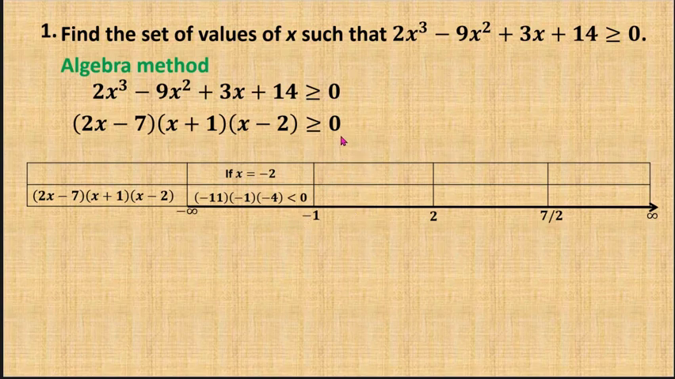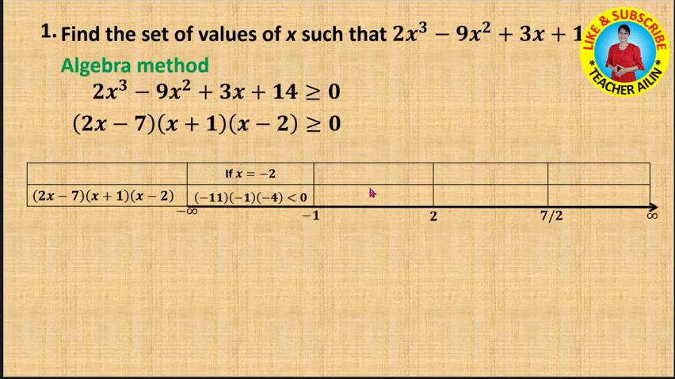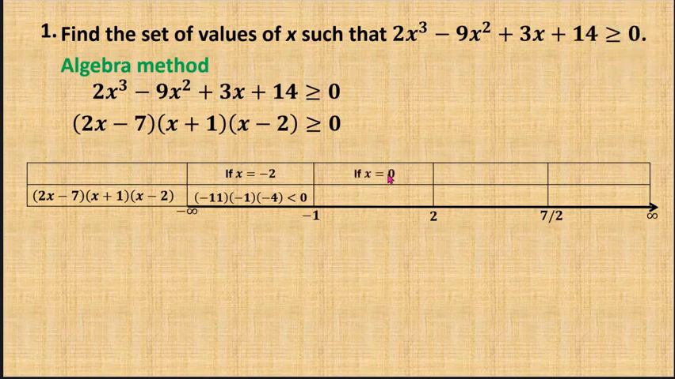Next, I'm going to test the second region, from -1 to 2. In this region, one value of x is chosen, say 0. When 0 is substituted into the factor 2x minus 7, I got -7. Into the factor x plus 1, I got 1. Into the factor x minus 2, I got -2. The overall value is a positive value which is greater than 0. This result shows that the polynomial is greater than 0 when x is between -1 and 2.